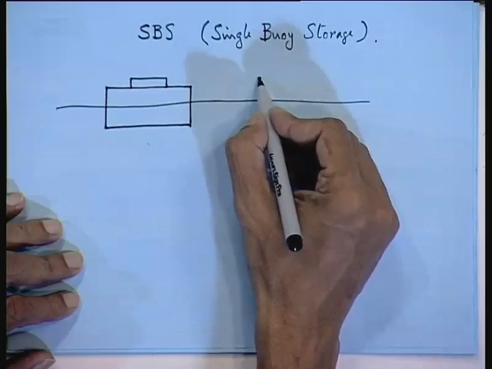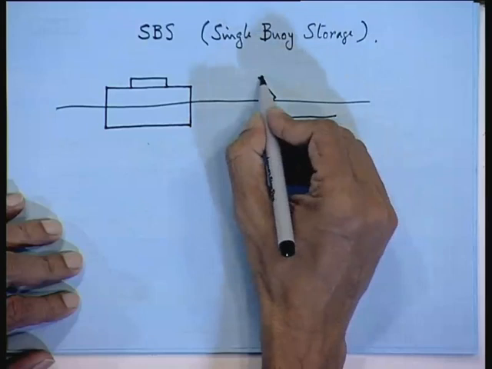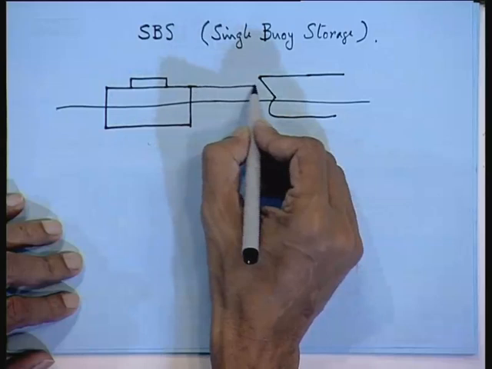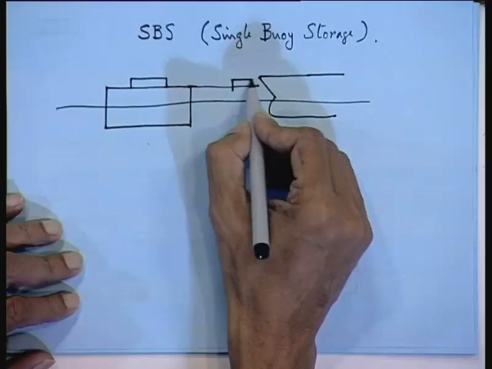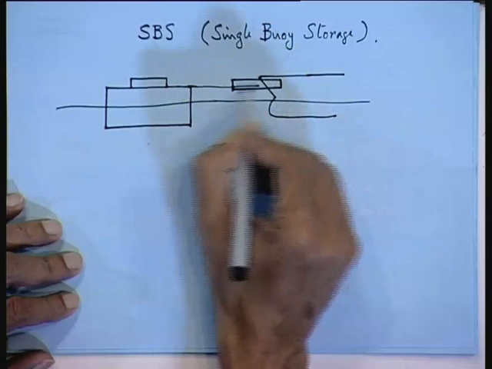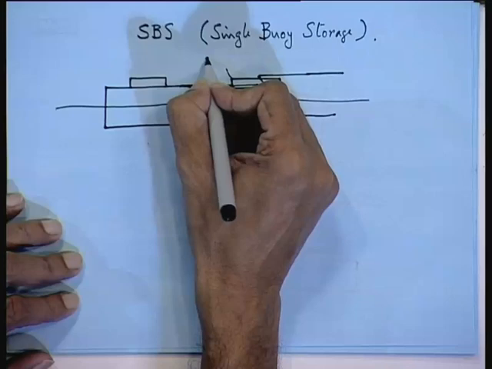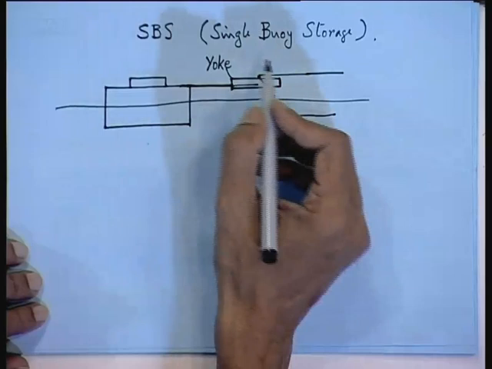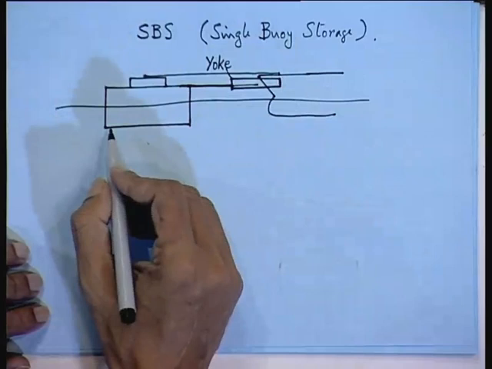Now how to prevent the ship overriding the buoy? So your motion calculations are quite complex in this case, because you have to study the vessel motion along with the buoy. So you give an arm, a rigid arm like this, fixed to the ship. So this is called a yoke, Y-O-K-E. So this normally prevents the ship from crashing against the buoy, and of course your loading hose will come from this end and go here. And the same catenary concept is out here.